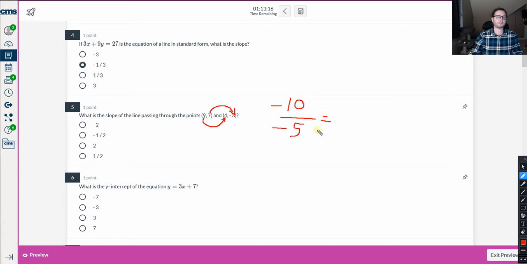Then we just see if we simplify this, because this is definitely not an answer choice. We have negative 10 divided by negative 5. Well, negative divided by a negative would equal a positive number, and this would come out to be positive 2 over 1, or just positive 2 for number 5.